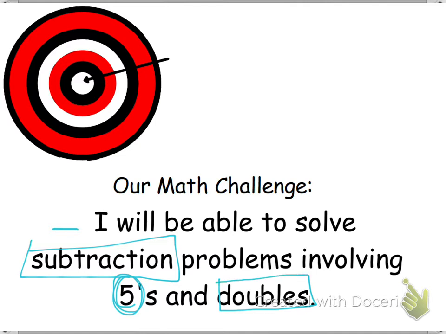What is doubles again? What does that mean again? Oh, doubles is whenever the parts are the exact same number. Like whenever it was like 2 plus 2 equals 4. Well, now it's going to be subtracting. Whenever it's going to be 4 minus 2 equals 2. The parts are going to be the exact same number.